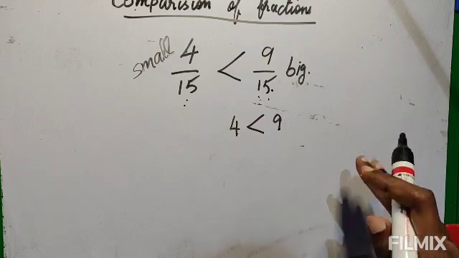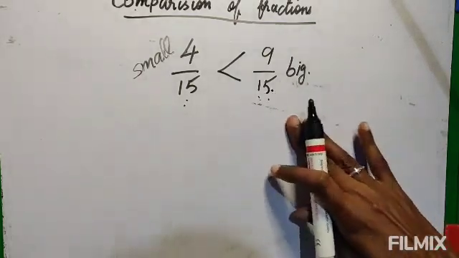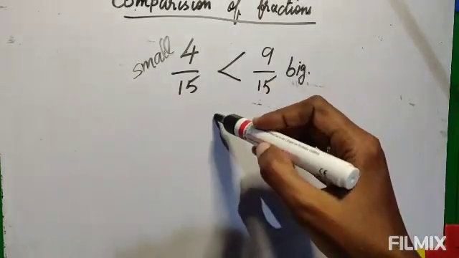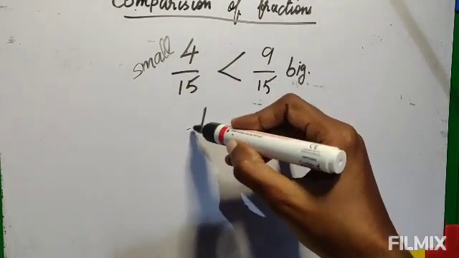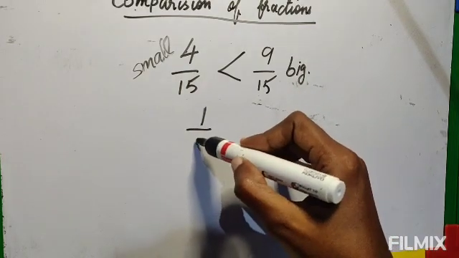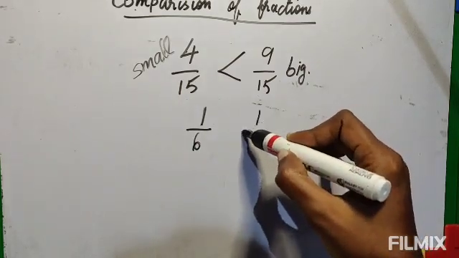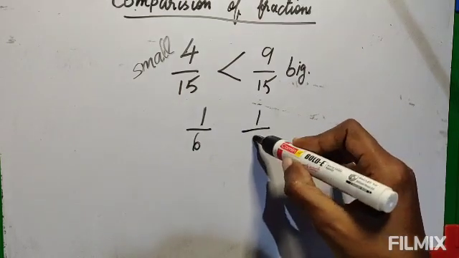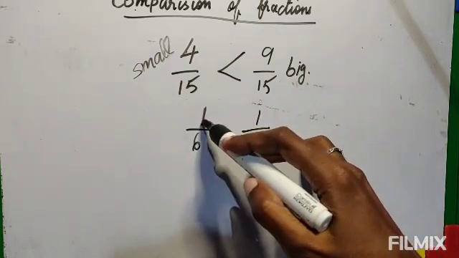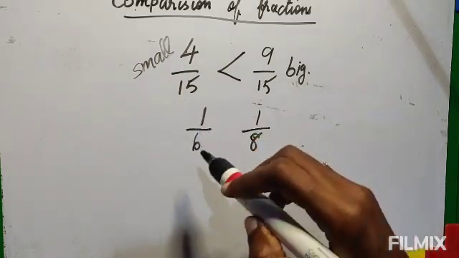and the one with the bigger numerator is the bigger fraction. Okay, now see the unit fraction, the same type of unit fraction. Unit fraction means 1 should be there in the numerator. So now 1 by 6 and 1 by 8. These two are unit fractions.